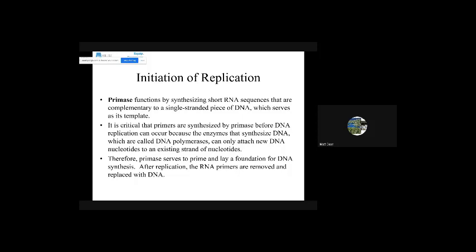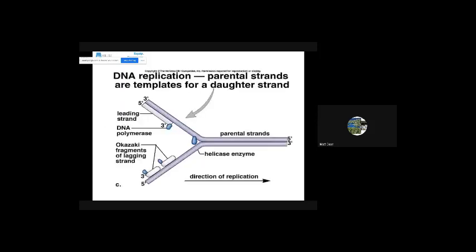So this is a good picture for you to understand replication. So we see helicase here, unzipping the DNA. Primase we don't see here, but the primer is built. And then DNA polymerase will come in and build the DNA. It has to build the DNA in the 5' to 3' direction. Can only build it that way.